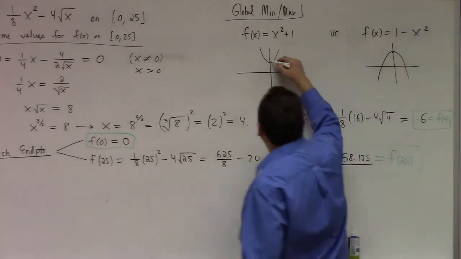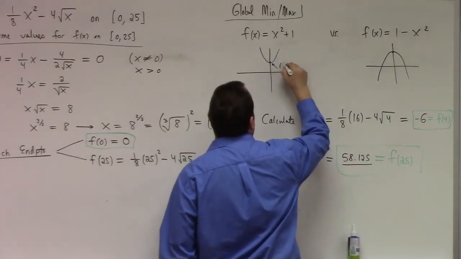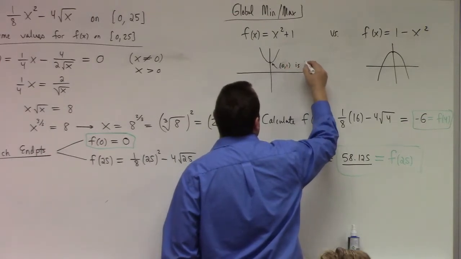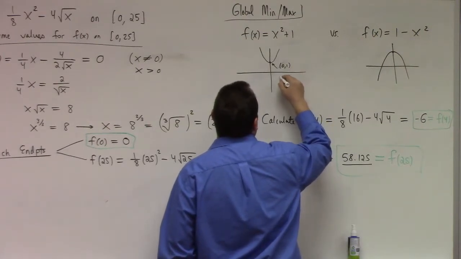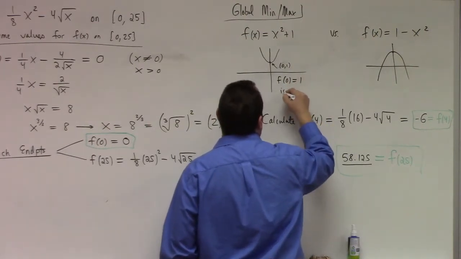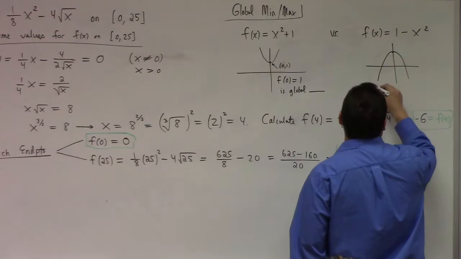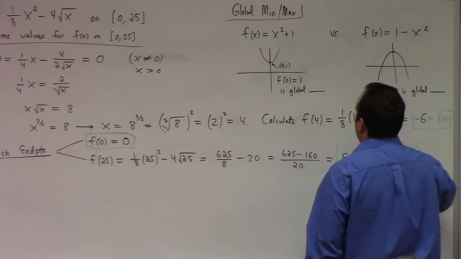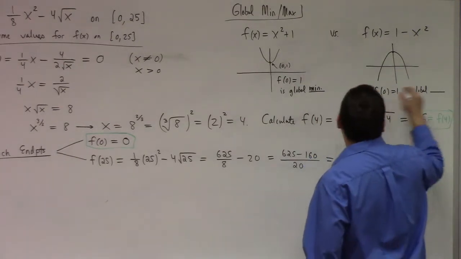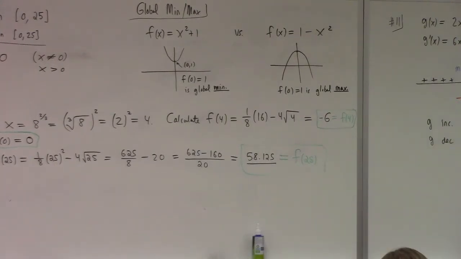So this right here, which is what? 0, 1, that's the critical point, but more to the point, f of 0 equals 1 is the global what? Here, f of 0 equals 1 is the global, so this is the global minimum. This is the global max. All right.